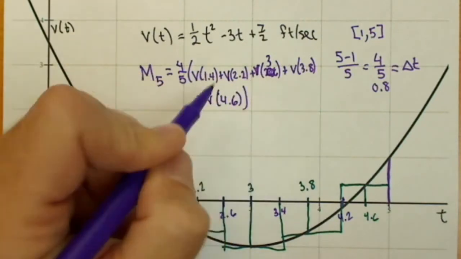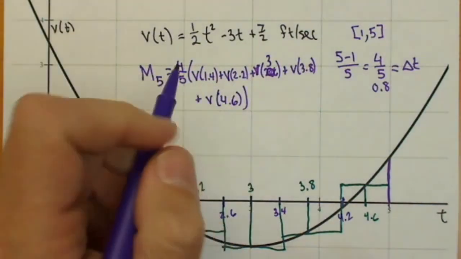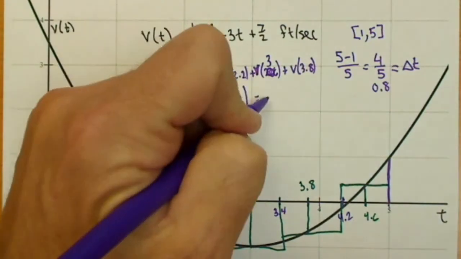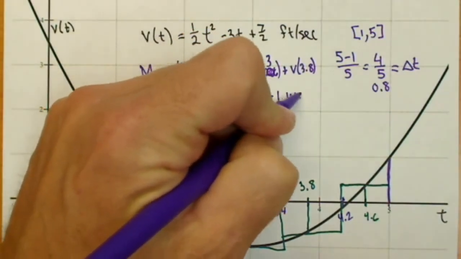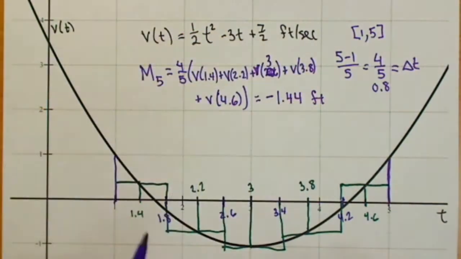We can do a quick check now. 1, 2, 3, 4, 5. So we have our 5 intervals. And if you calculate this, it comes out to be negative 1.44 feet. So what that means is this person's total change in position is they moved 1.44 feet backwards. They went forwards, backwards, and forwards.